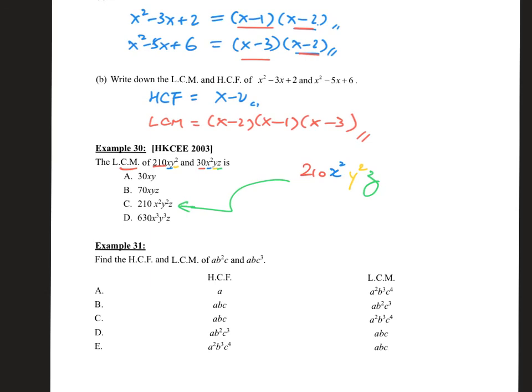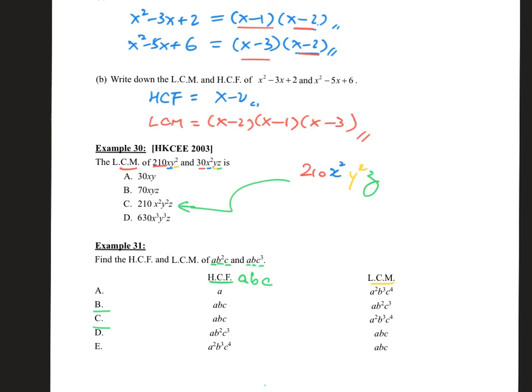The last example will be example 31. Again, finding HCF and LCM. Let's read the HCF first. A and A, so we have A. B squared and B, we take B. C and C cubed, we take C, and that's all. So that's why it should be answer B or answer C.